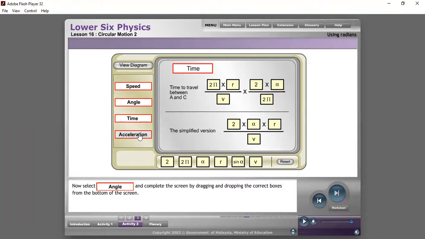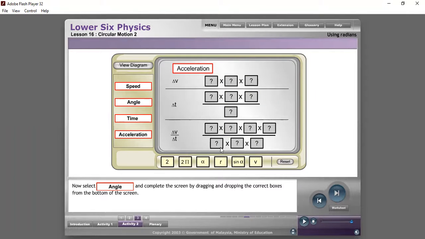Okay, and last, how about the acceleration? Acceleration will be equal to 2 sin alpha times the speed. So how about the delta t? Delta t will be equal to 2 alpha times r over the velocity.